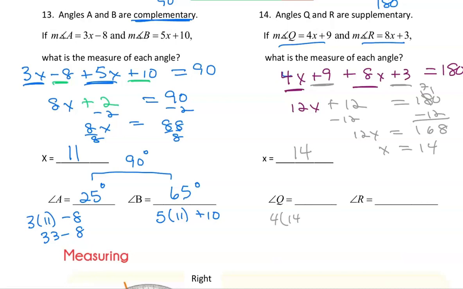4 times 14 plus 9 will get me angle Q, and 4 times 14 plus 9 is 65. And then for angle R, 8 times 14 plus 3 gives me angle R. 8 times 14 and then plus 3 more gives me 115. And these two need to add to 180.